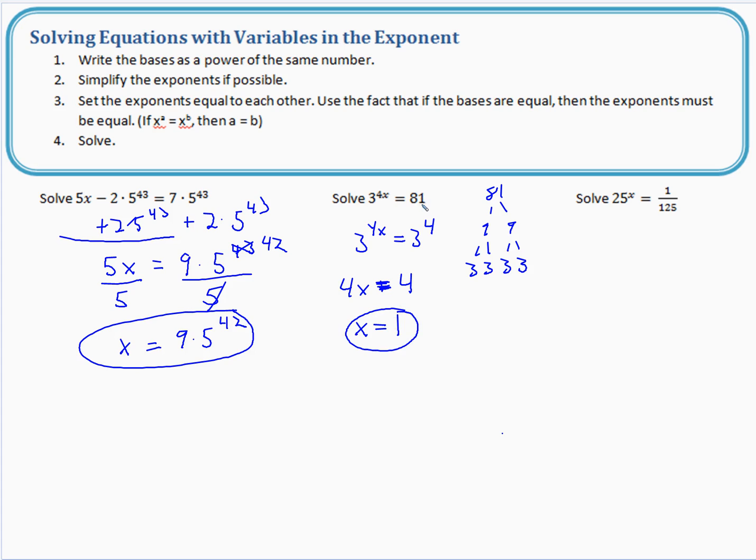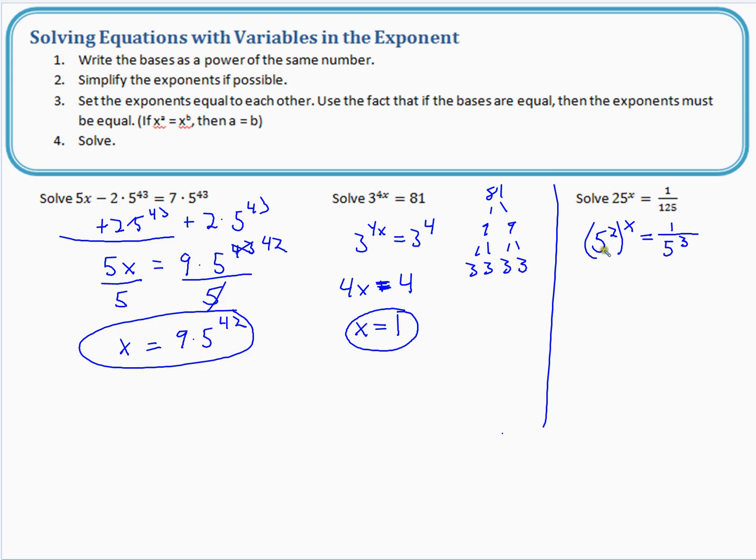The next one we have to again write our bases as a power of the same number. Now both 25 and 125 are powers of 5. And so I'm going to start by doing that. I'm going to write this as 5 squared to the x. So I'm replacing 25 with 5 squared. Over here I know that 125 is 5 cubed, but that's in the denominator.